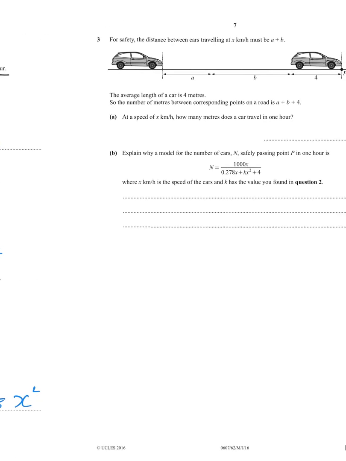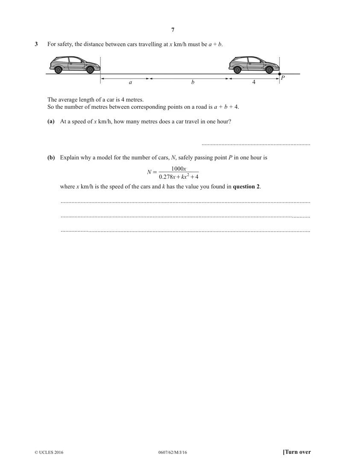Okay. Part 3. For safety, the distance between the cars travelling at x must be a plus b. That makes sense of the diagram that I'm looking at below. We've got this a section, we've got the b section, and the distance between them is a plus b. The average length of a car is 4, so the number of metres between corresponding points on the road is a plus b plus 4. So the corresponding point is the front of the car, and a plus b plus 4 gets me to the front of the car as well.